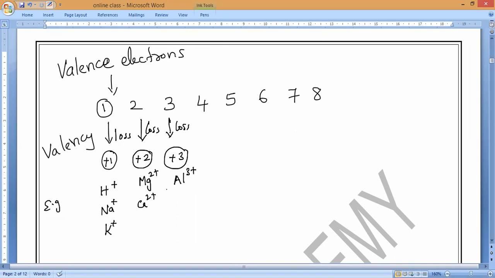Now if you take four, it is neither loss nor gain, so it is sharing electrons. Do you understand, everybody? It is sharing electrons.